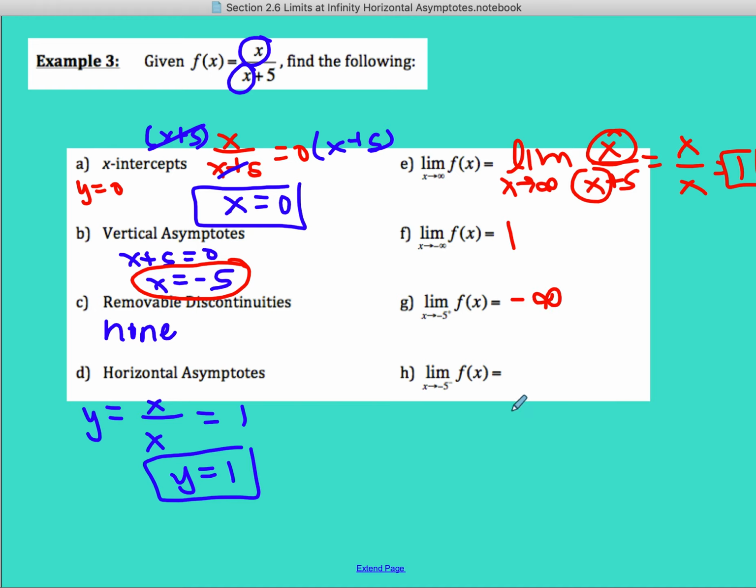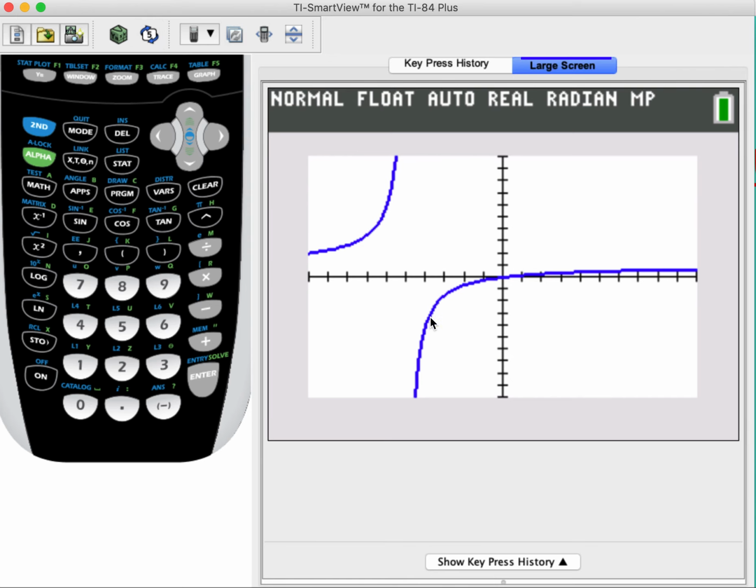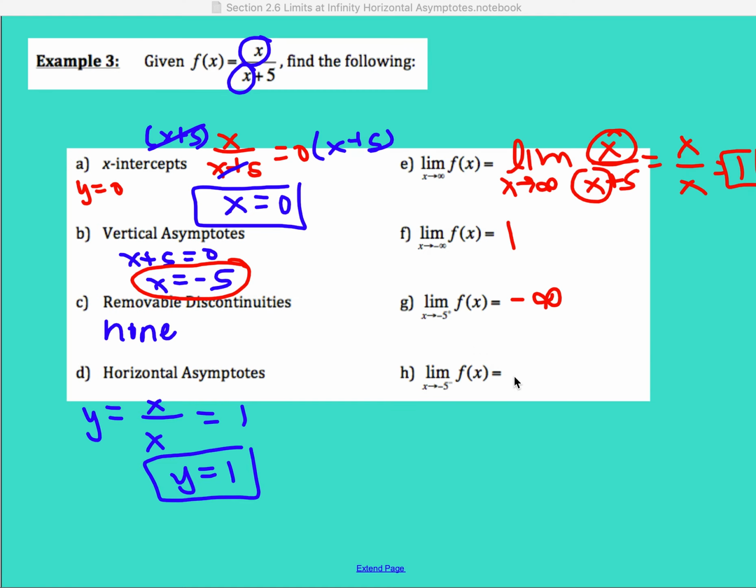And then as I approach -5 from the left, I would go ahead, pull my calculator up. Here is -5, and as I approach it from the left, we're going to continue to go up and up and up. So the answer would be infinity. So that is example 3.